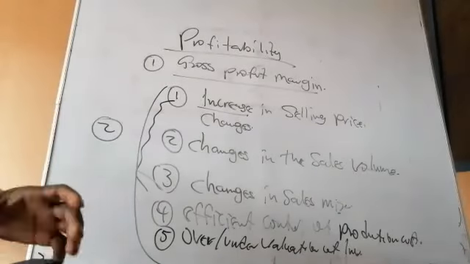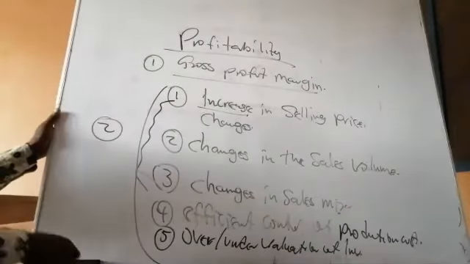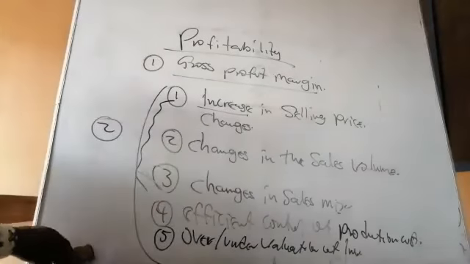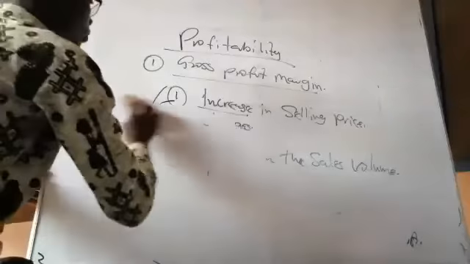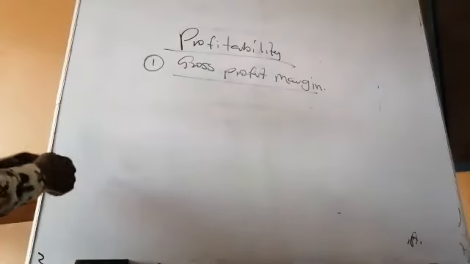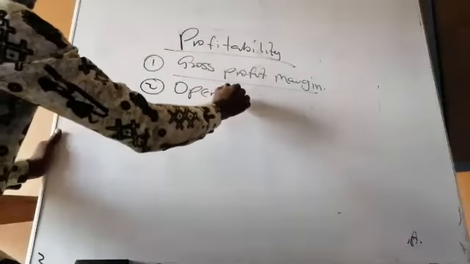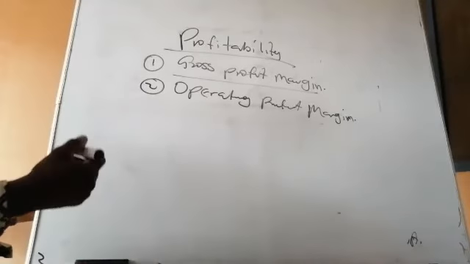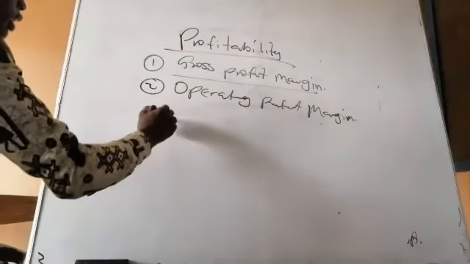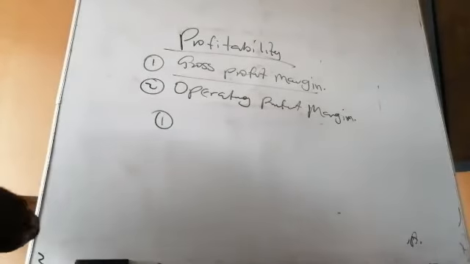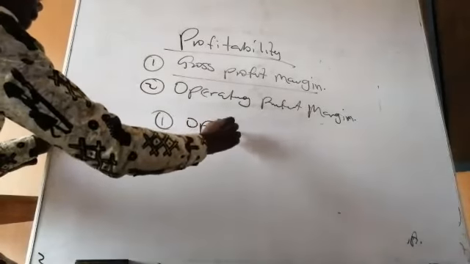Okay. So now I'm going to the next ratio on the list, still under profitability. Number two on the list is the operating profit margin. Here, the central focus must be based on operating cost. So the causes will be number one, changes in operating cost. Check operating cost. Increase or decrease in operating cost.